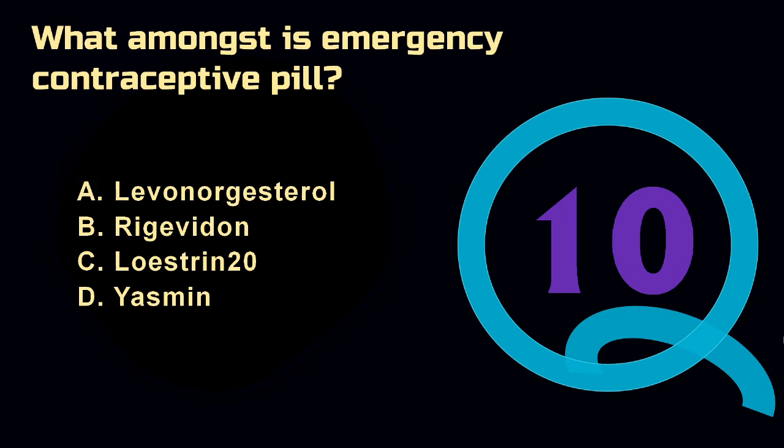It is a hormonal medication which is used in a number of birth control methods. It is combined with estrogen to make combination birth control pills and is also known as emergency birth control.